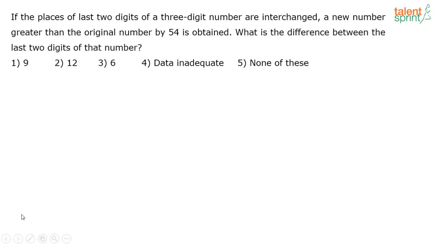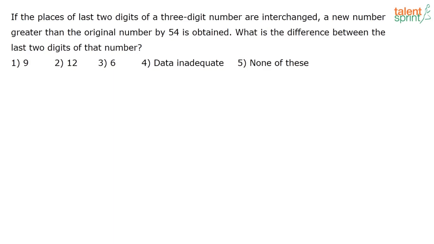So this is the first question. How do you solve this question? If the places of the last 2 digits of a 3-digit number are interchanged, a new number greater than the original number by 54 is obtained. What is the difference between the last 2 digits of that number? So let us see what is asked in the question here.